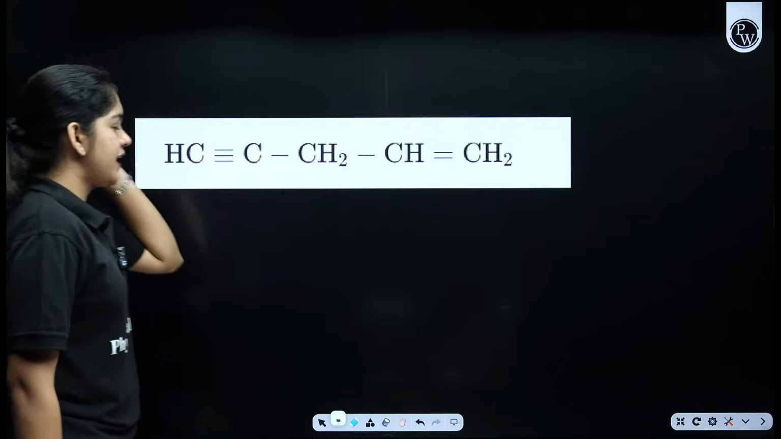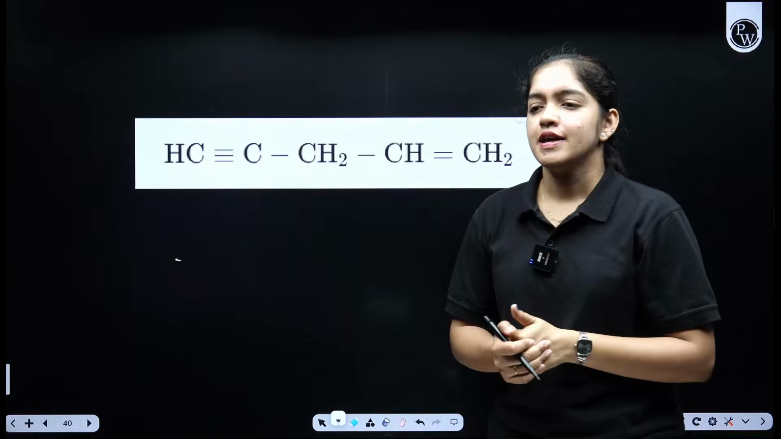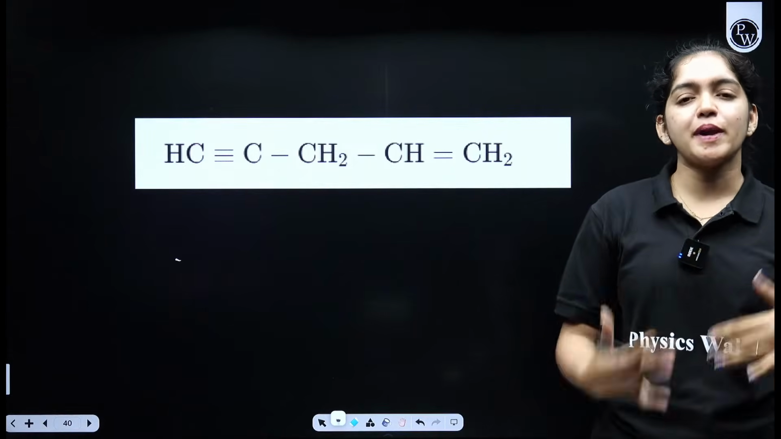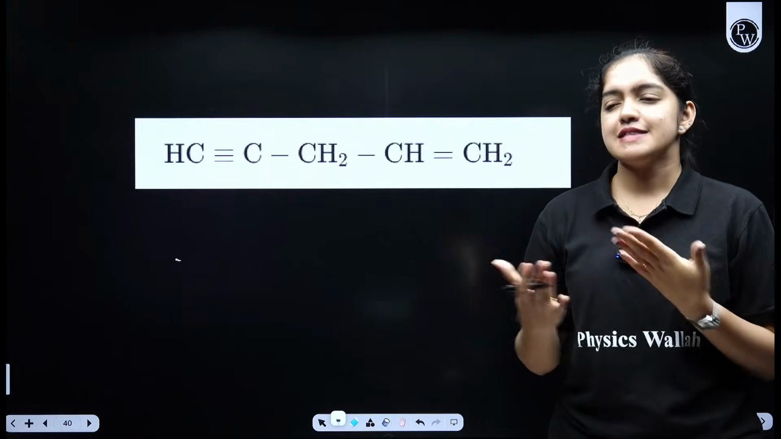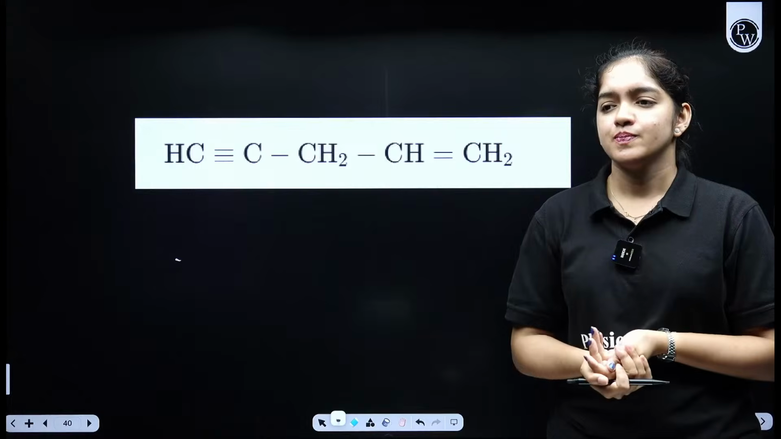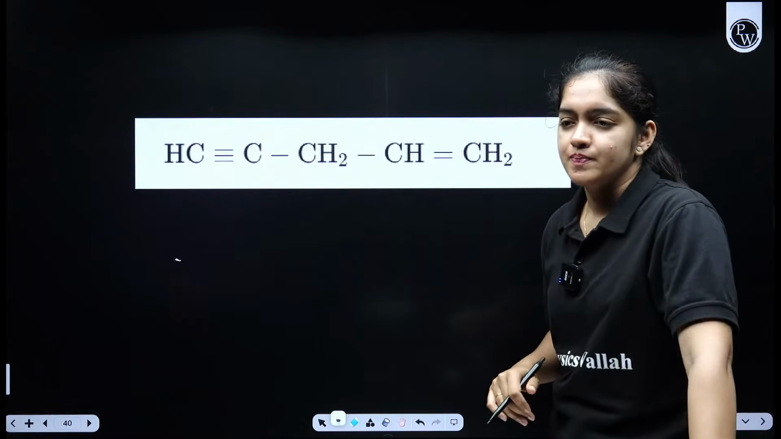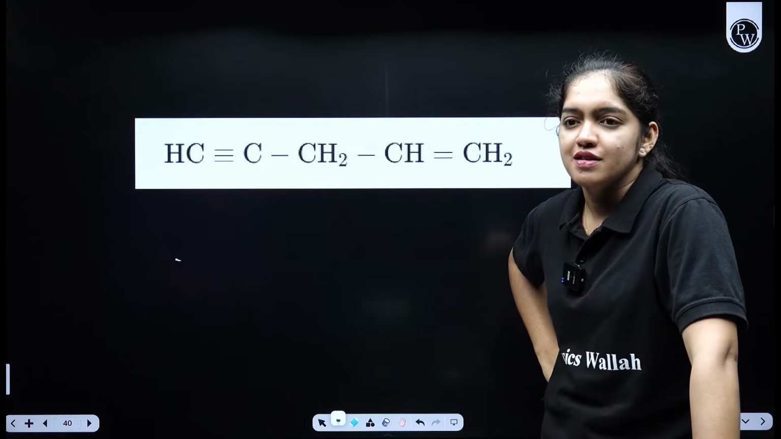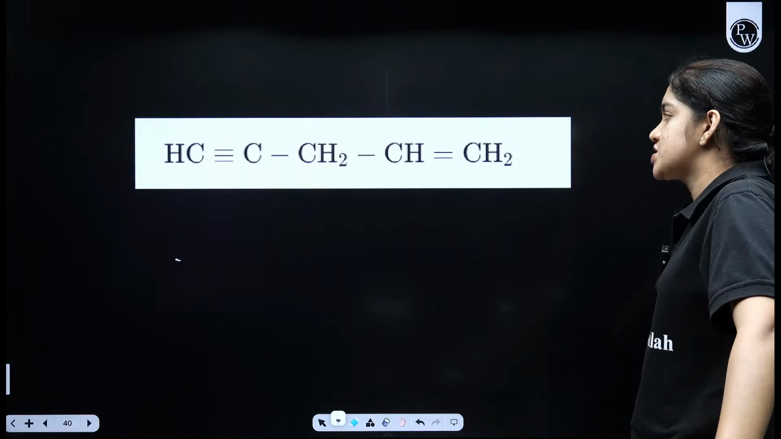Next one. Very easy question. How we will write? If double and triple bonds are coming together, which is given the priority here? Can anyone write the answer for this question? It's very, very easy. Triple is coming and double is coming. What will be the answer for this one? Please do comment. What will be the answer for this compound? CH triple bond C, CH2, CH double bond CH2.